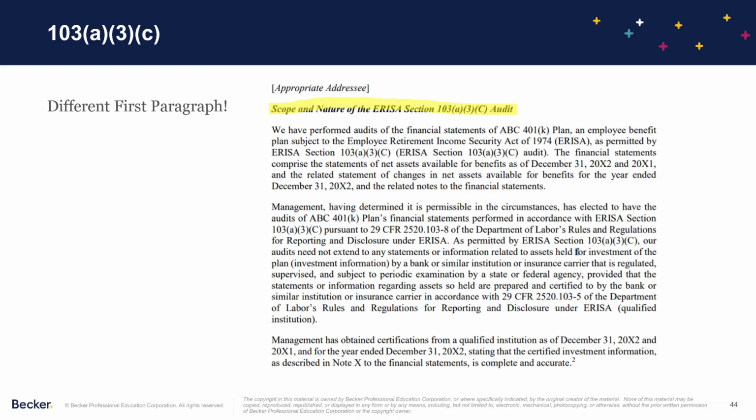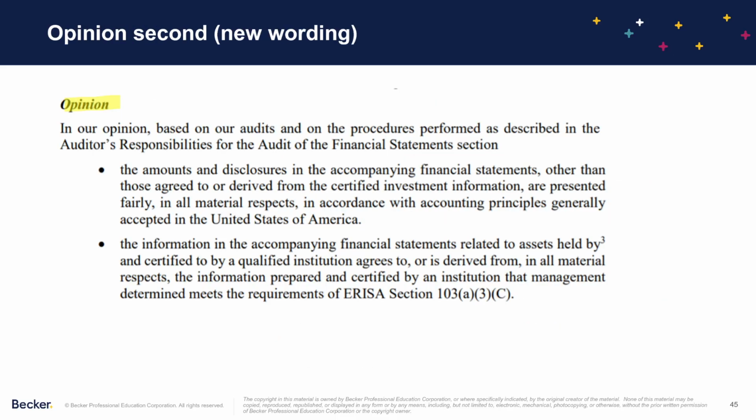Then our next section is going to be the opinion section. But you're going to notice here that it has two bullets. We're calling this a two-tiered report.